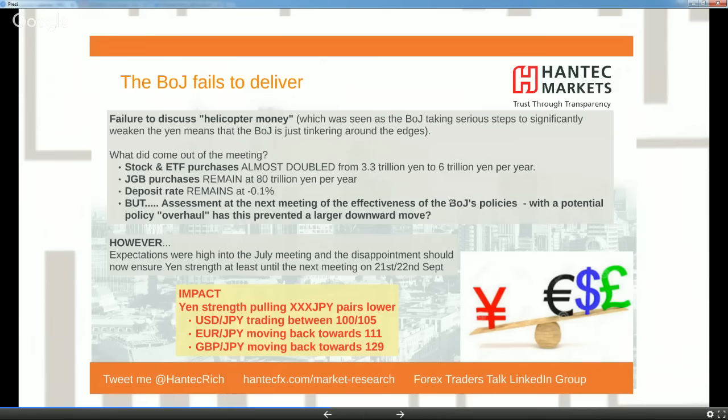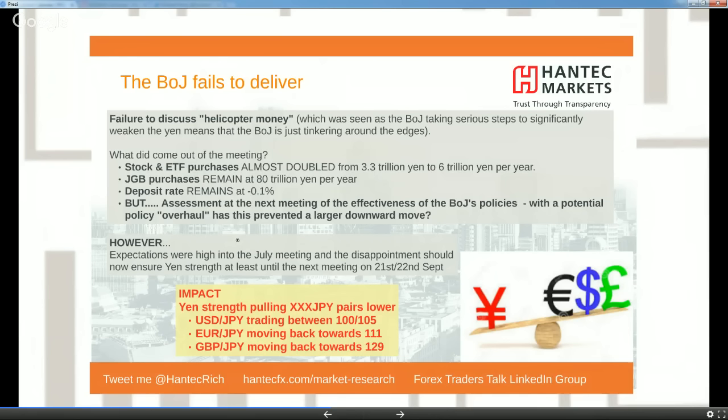But basically, the market is pretty much questioning what the Bank of Japan can do. Now, it's interesting because they did the ETF purchases, almost doubled. But to be honest, no more increases in JGBs, no more cutting of the deposit rate. To be honest, the banking sector would have benefited from that, because financials in Japan were hit quite significantly on the deposit rate cut in January. But it's interesting because they've also said that there's going to be an assessment at the next meeting of the effectiveness of their policies. So they're going to be really looking at a potential overhaul. Now, what does that mean?